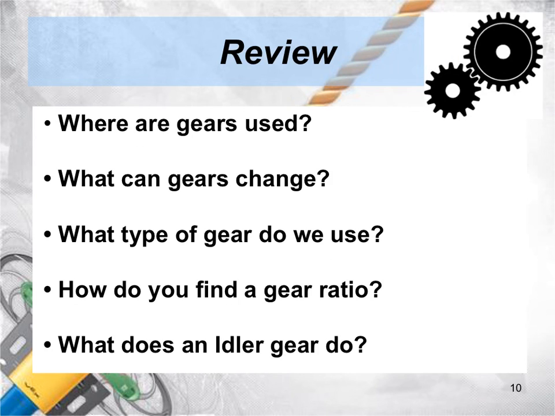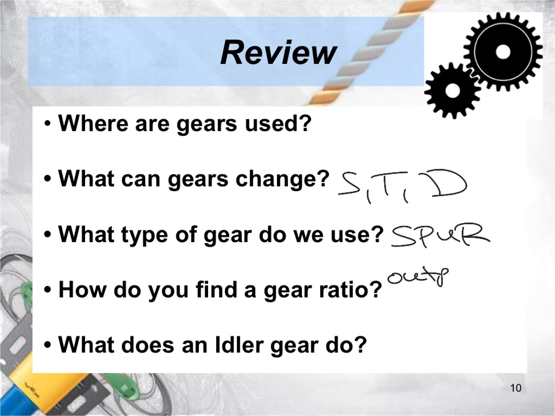So to review, in our gear lessons, we've talked about where gears are used. We've talked about how gears can change speed, torque, and direction. We've talked about how we use what are called spur gears. We talked about how you can find a gear ratio by comparing the output gear to the driver gear. We've talked about how an idler gear, all it does is change direction. And we've also talked about how you can use what are called compound gear ratios to give your robot even more speed and even more torque.